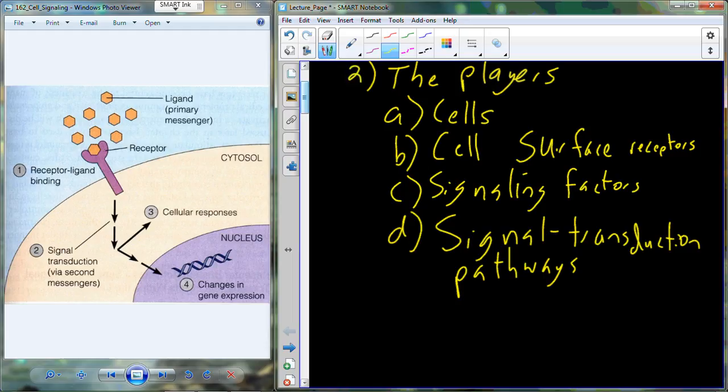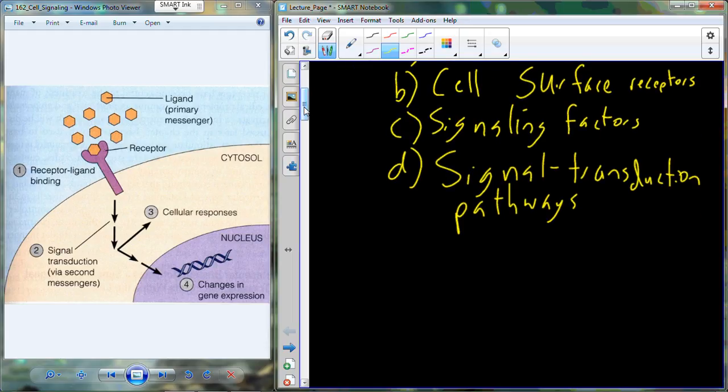So we're going to try to hit on each of these and begin to really flesh out the details of how each of these things works and how they interact in the cell to accomplish the ability for the cell to respond and to communicate.